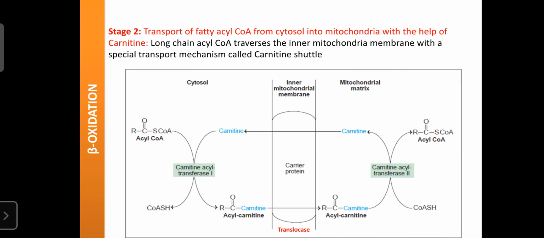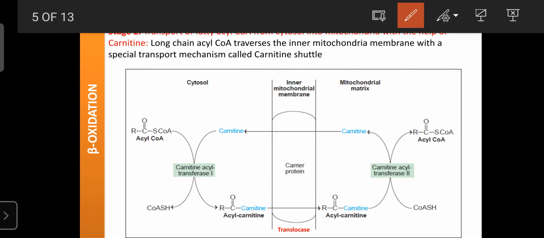Next is stage 2, the transport of fatty acyl CoA, which was formed in stage 1 due to utilization of 2 ATP in the presence of the thiokinase enzyme. That fatty acyl CoA is transported from the cytosol into the mitochondria with the help of carnitine. Here, dear students, carnitine is a carrier protein, helpful for transport of the acyl CoA from the cytosol into the mitochondrial matrix.